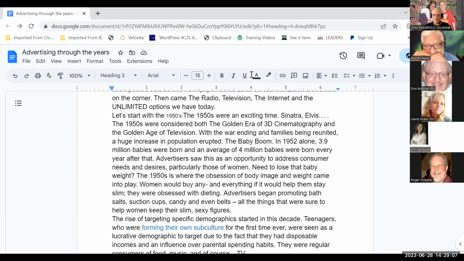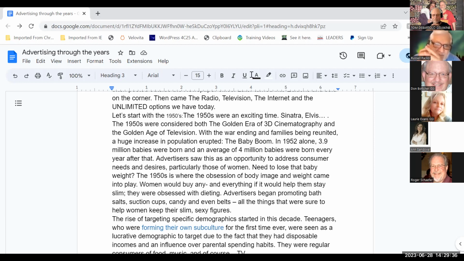Then a huge increase in population erupted. The war ended and the baby boom occurred. Now, get this, people. If you want to feel old, just stay tuned. In 1952 alone, 3.9 million babies were born. So this is our generation, folks. And an average of 4 million babies were born every year after that.